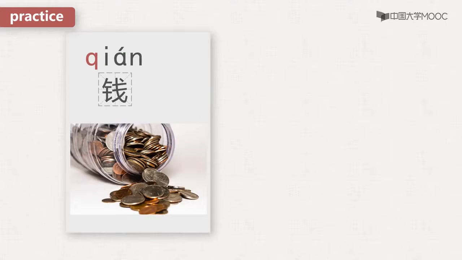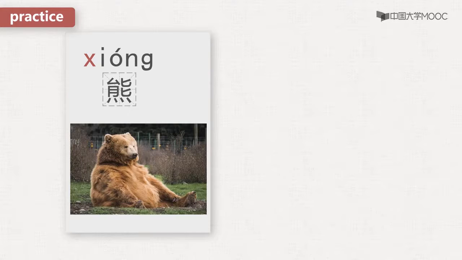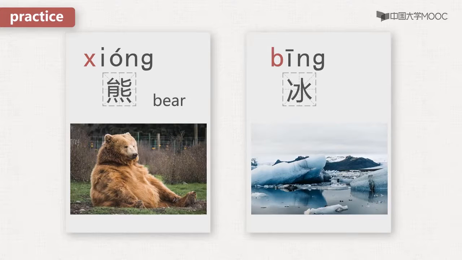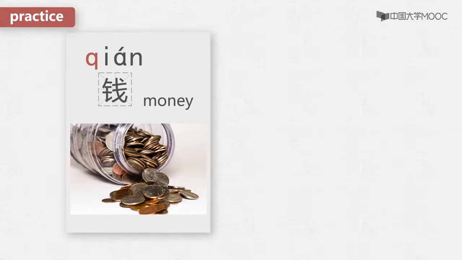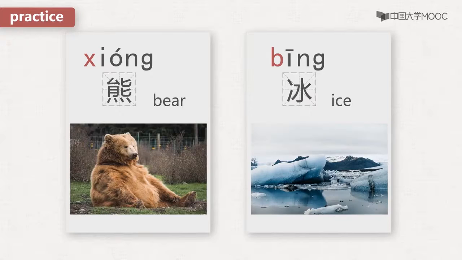心. Xing. Very good. Now can you try some more syllables? Sure. 七烟钱, money. 西洋想, think. 西用熊, bear. 波音冰, ice. 钱想熊冰. All right. Bing means ice, right?